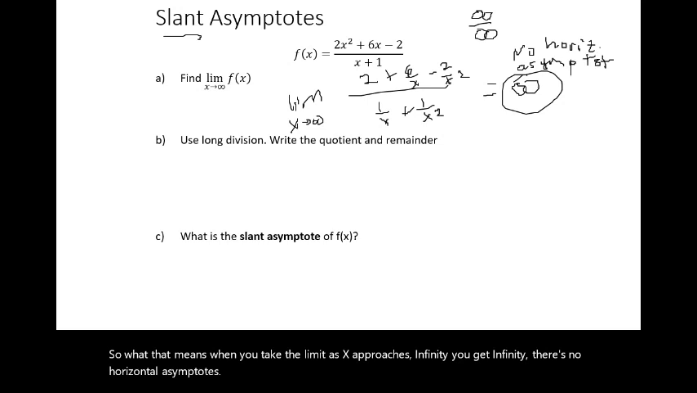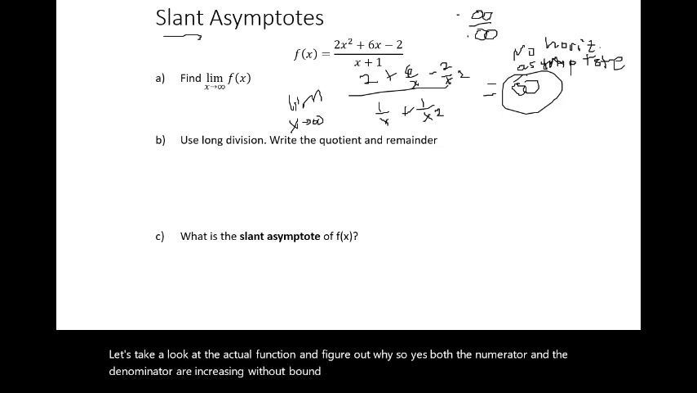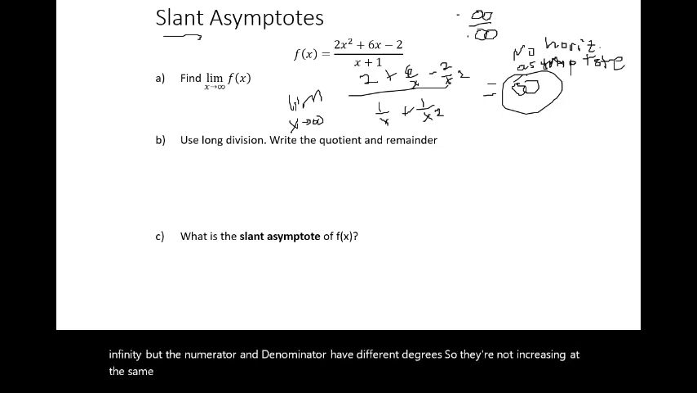Let's take a look at the actual function and figure out why. So yes, both the numerator and the denominator are increasing without bound forever and ever. That's why we got the infinity over infinity. But the numerator and the denominator have different degrees, so they're not increasing at the same time. They're just both increasing forever and ever. So the degree of the numerator is actually 2. The degree of the denominator is 1.